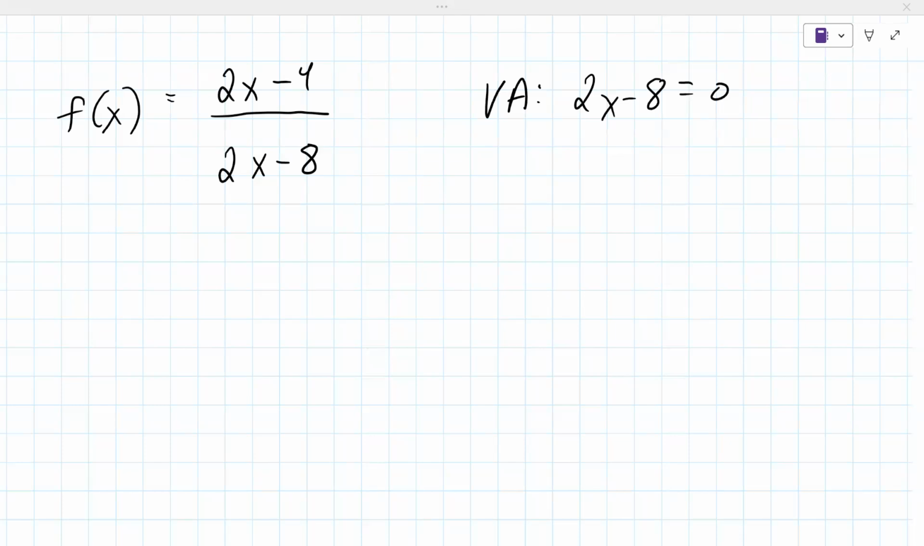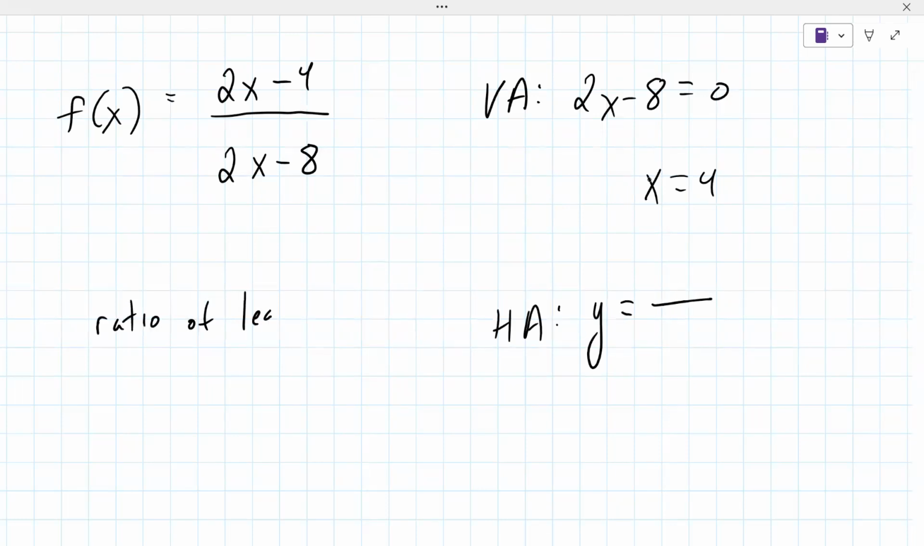X equals 4. It's an equation. X equals 4. Very good. How about the horizontal asymptote? What did we say? I don't think we wrote anything down, but maybe you can remember in words what we said. You set the top to zero. That is not correct. It's the ratio of the leading coefficients. Maybe write that down: ratio of leading coefficients.